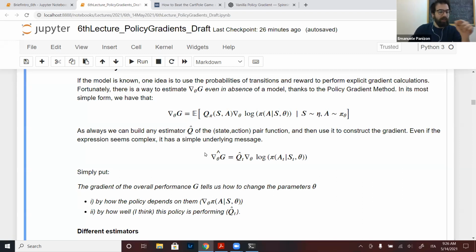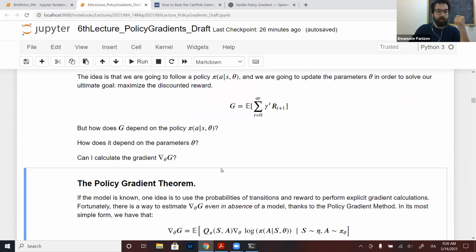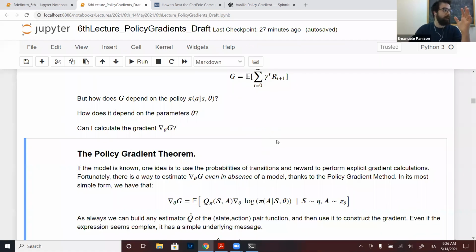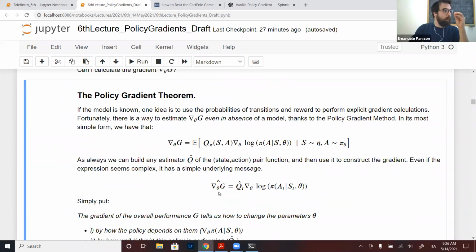Okay, this seems extremely complex and extremely abstract in a sense, but actually this line here has a very simple message. Remember, we are trying to do one thing. We have an ultimate goal, which is the expected future reward with discount. So how well I am performing, and I'm asking, how can I change the parameters to change this ultimate goal, our performance? And the solution says you have two pieces.